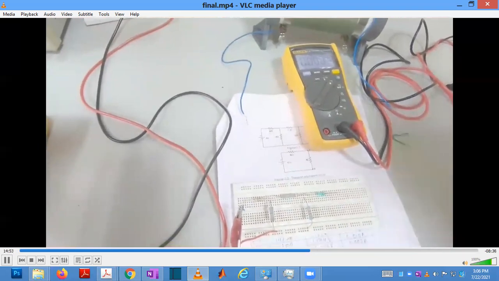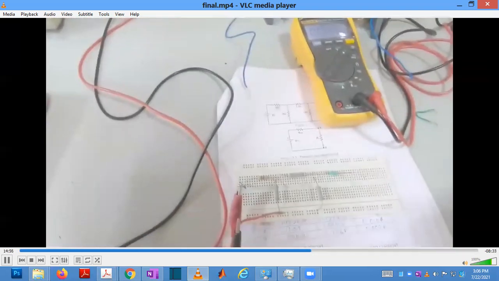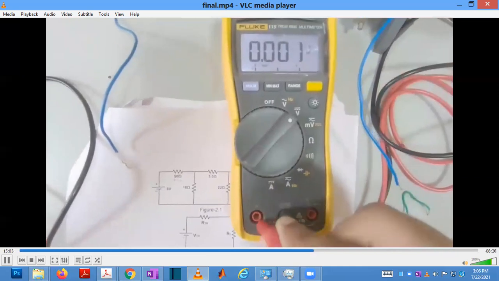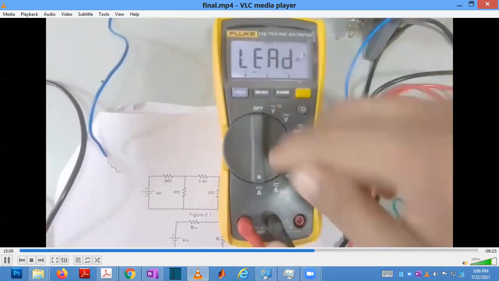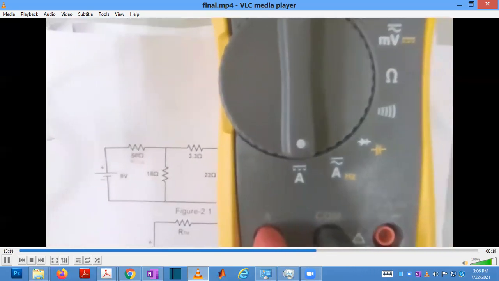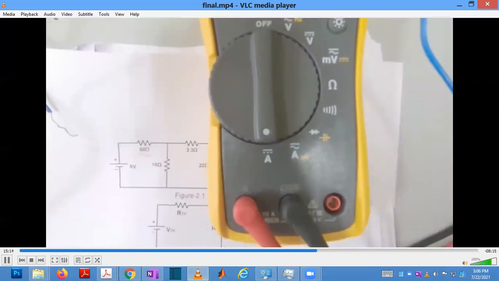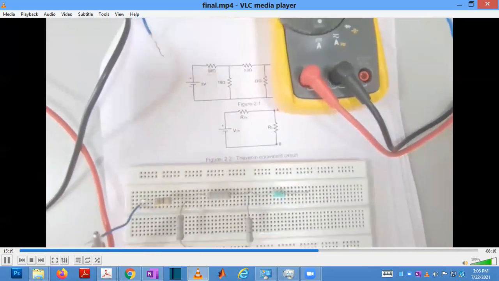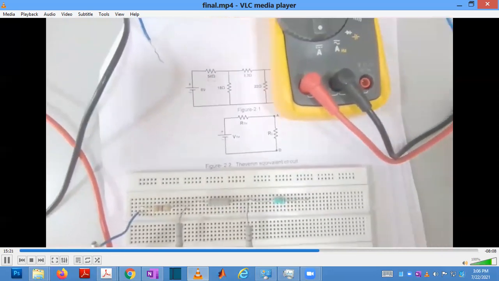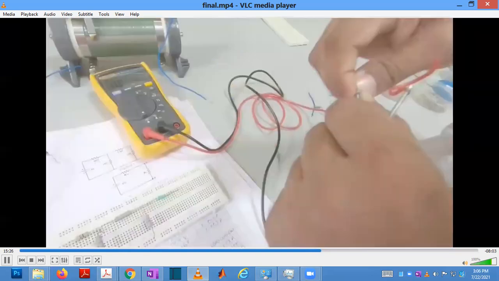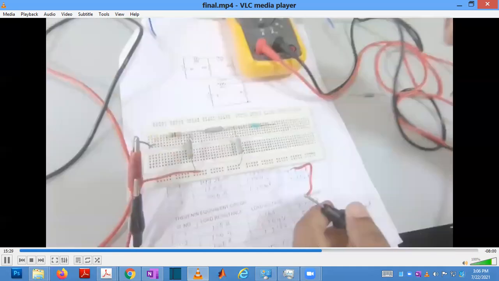Now the experiment has to be done for 3 load resistances, measuring the voltage across the load and the current through the load. I am putting the multimeter in current mode, changing it to DC current, and connecting it in series with the load terminal. Then measure the voltage in parallel across the load. That we have to do. So take two wires for connecting, and connect in series.